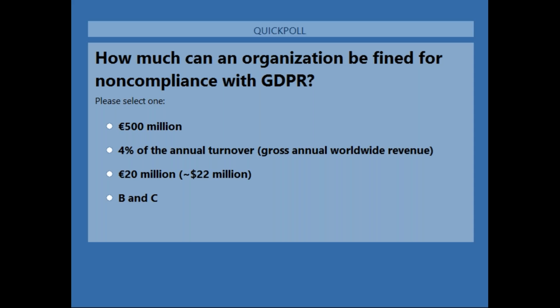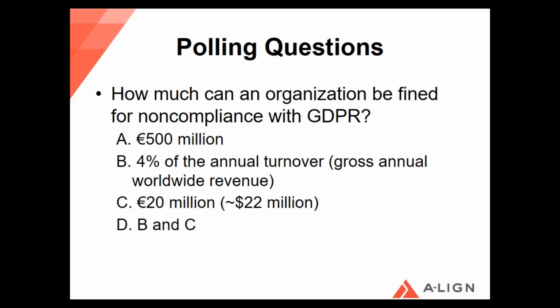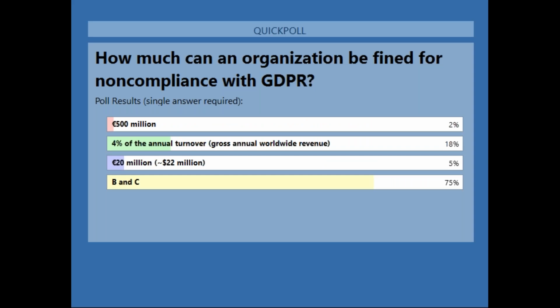Okay, seems like we have some varying answers. 2% said 500 million euro, 18% selected the 4% of the annual turnover. You guys are right, halfway. 5% said 20 million euro. Again, that's the other half, but the right answer is D, which is both B and C.